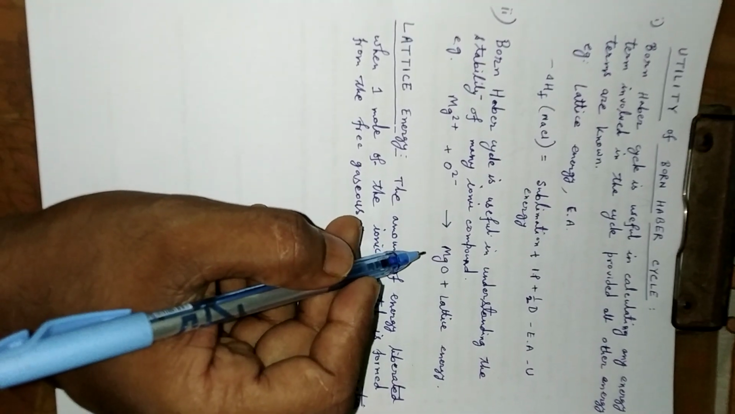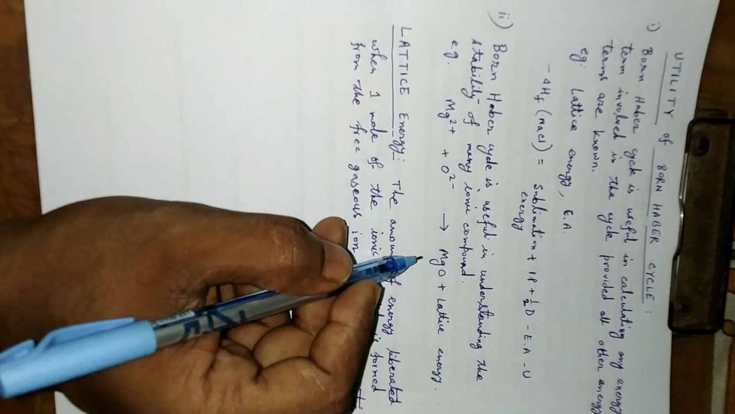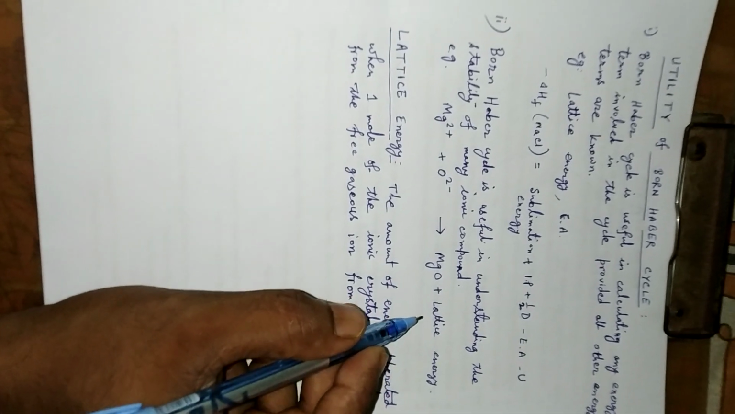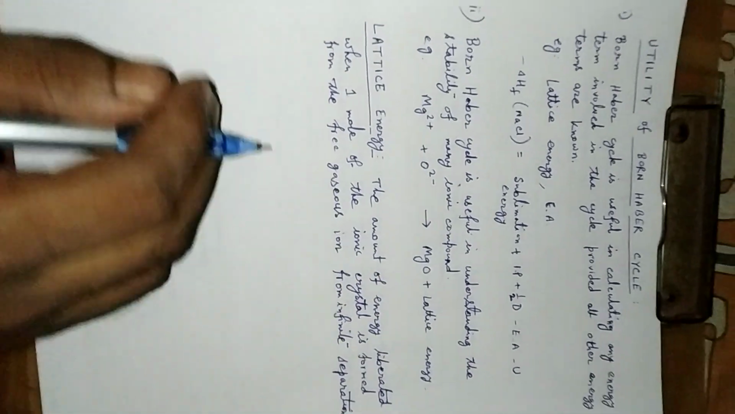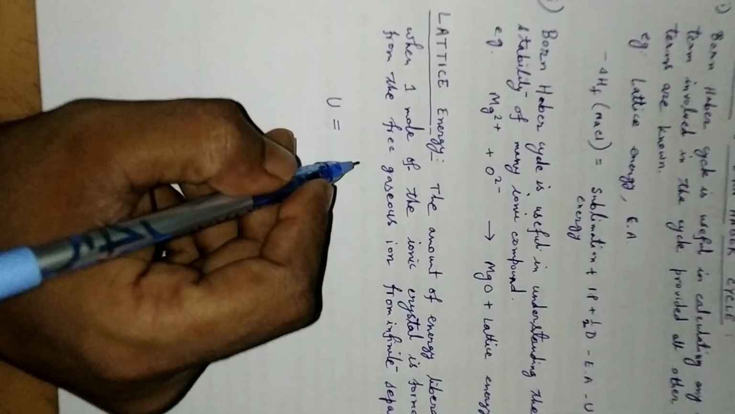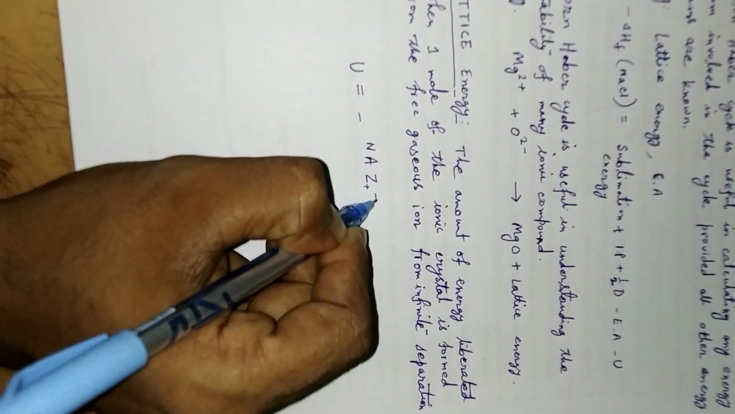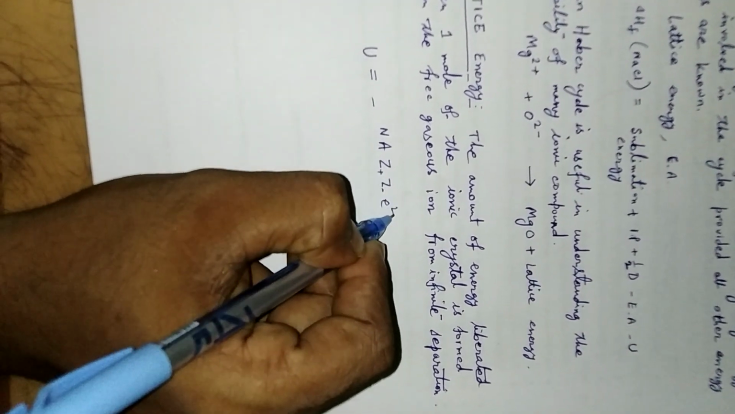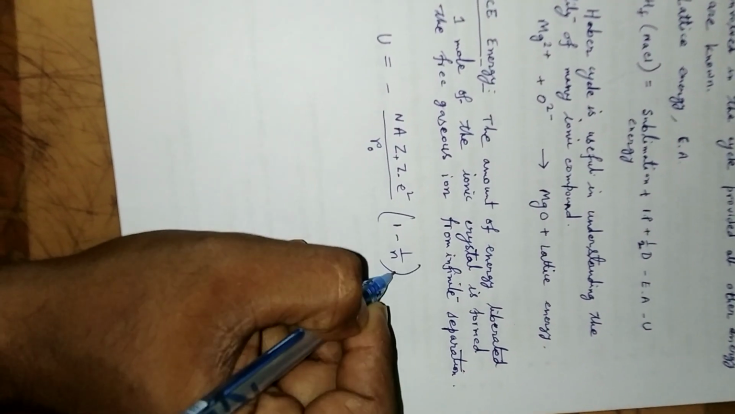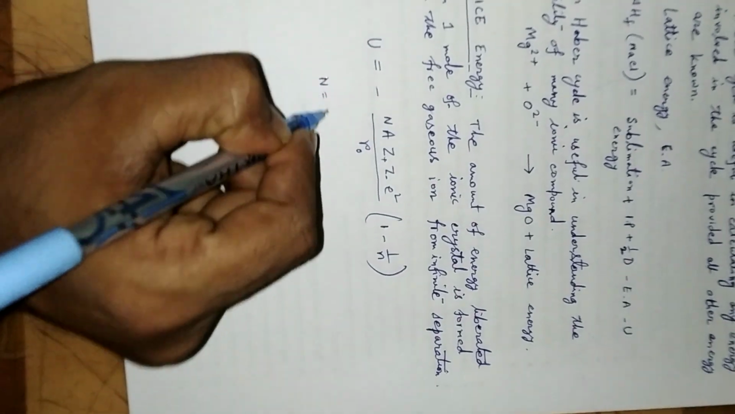Keep in mind that when 1 mole of magnesium oxide or 1 mole of ionic crystal is formed from the corresponding ions, the amount of liberated energy is called lattice energy. Lattice energy is mathematically expressed as lattice energy U equal to minus N A Z plus Z minus e square by R0 into 1 minus 1 by n, where N is Avogadro number.